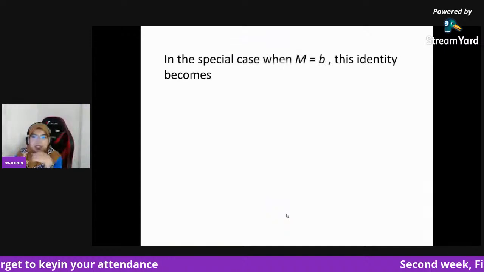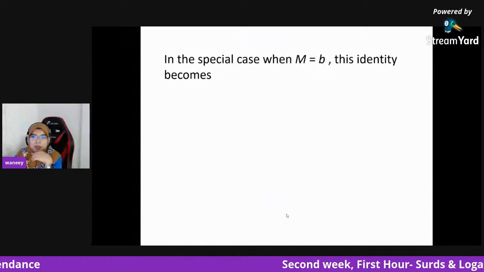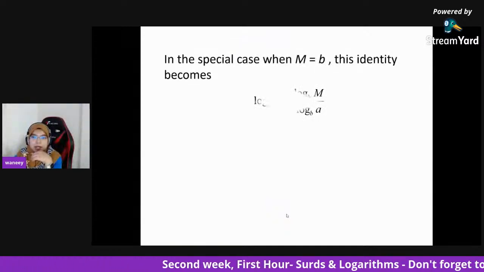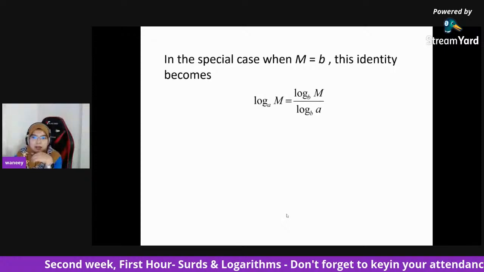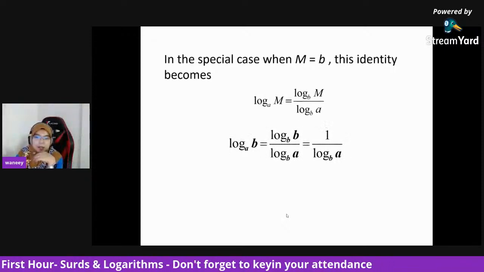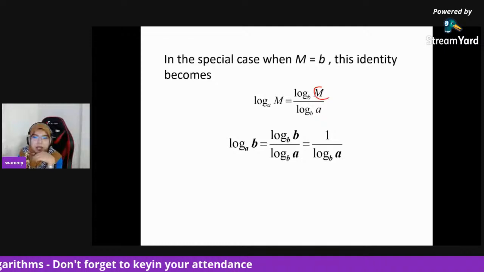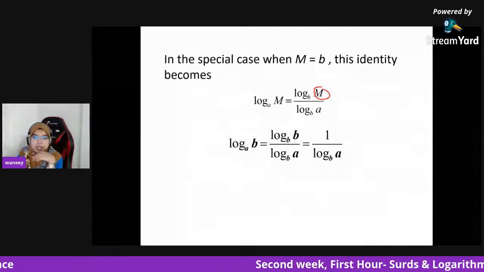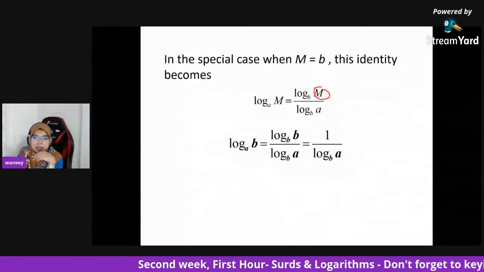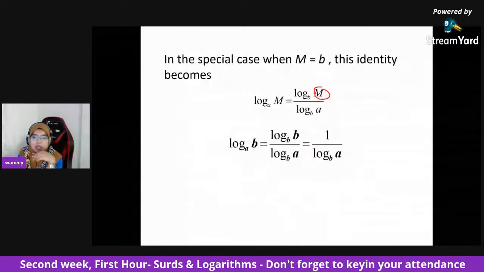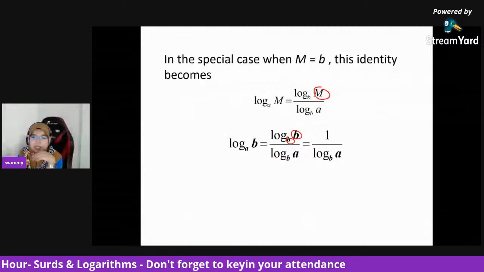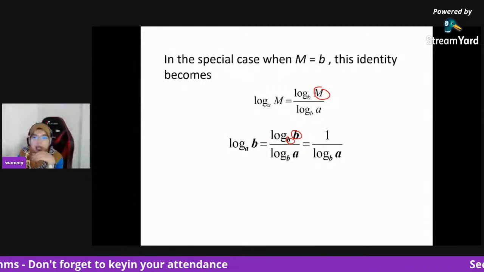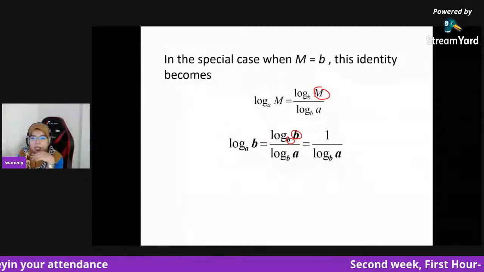In the special case where M is equal to b, we can actually simplify that. If M is b, we change the M now, so it will become log_b b over log_b a. But since the number is similar to here, we can simplify this to become 1. So that is how we get 1 over log_b a.